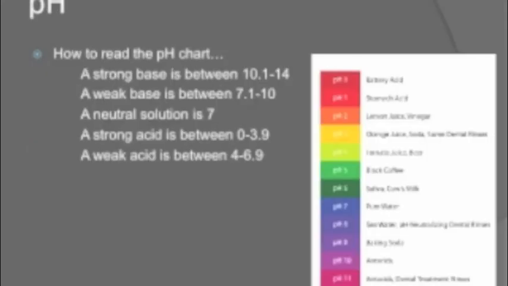Now to talk about the pH chart. You read the chart vertically from top to bottom and bottom to top. In this specific chart, the strong bases would be on the bottom at a range of 10.1 to 14. The weak bases would be between 7.1 and 10. The neutral solution is always 7. A strong acid is between 0 and 3.9, and a weak acid would be between 4 and 6.9.